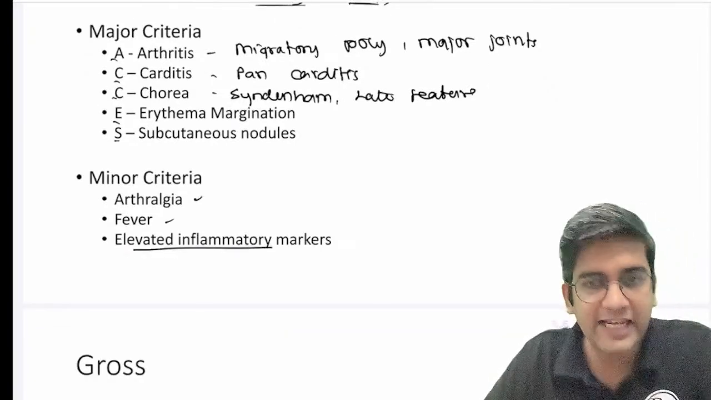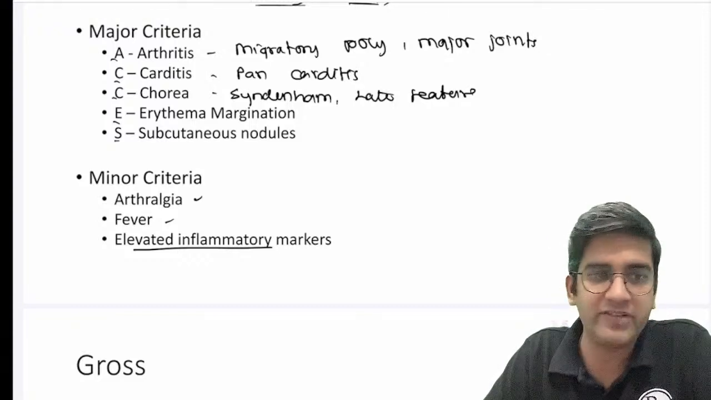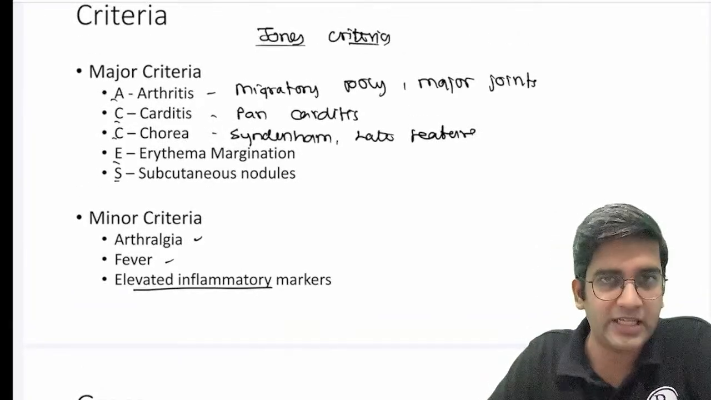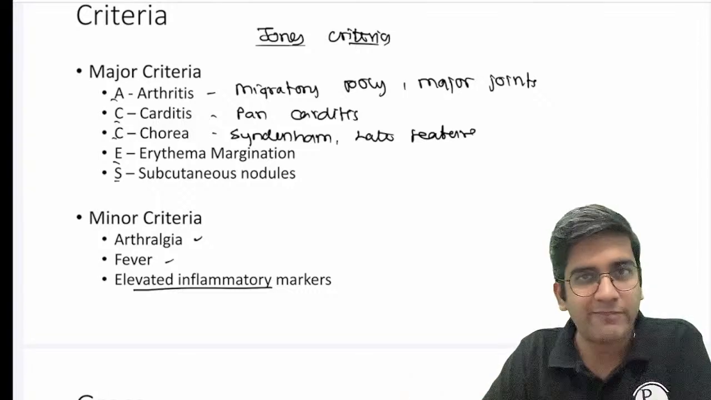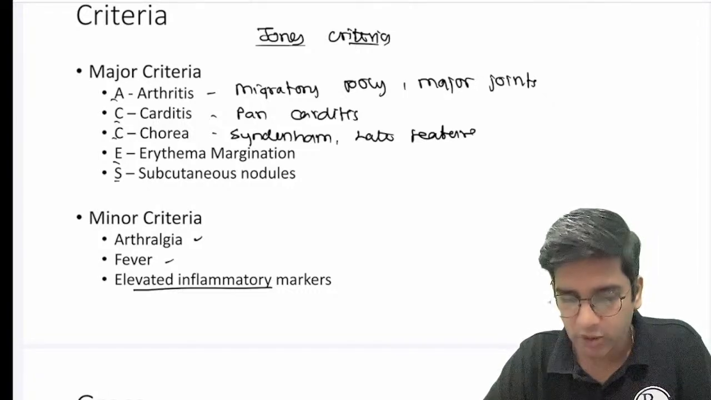Minor criteria: arthralgia, fever. I have just written elevated inflammatory markers, which includes ESR, CRP, neutrophils, and everything. All of them are inflammatory markers by default, right? These are minor criteria. When you have this, I can easily suspect a rheumatic heart disease or acute rheumatic fever. Fine. Some supplementary lab findings of your DNase B, ASO titer, you can add them also, along with the criteria.